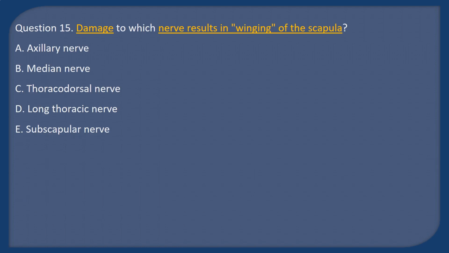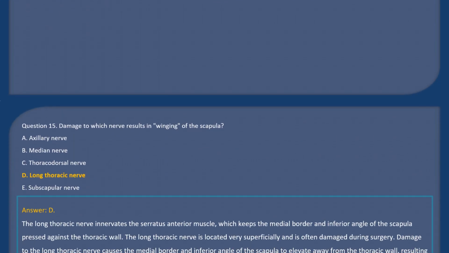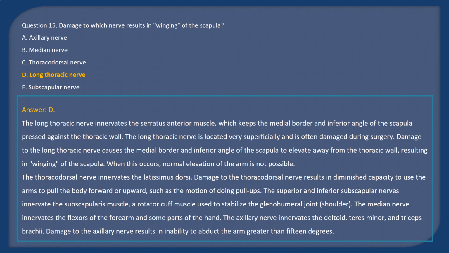Question 15. Damage to which nerve results in winging of the scapula? A. Axillary nerve, B. Median nerve, C. Thoracodorsal nerve, D. Long thoracic nerve, E. Subscapular nerve. Answer D. The long thoracic nerve innervates the serratus anterior muscle, which keeps the medial border and inferior angle of the scapula pressed against the thoracic wall.